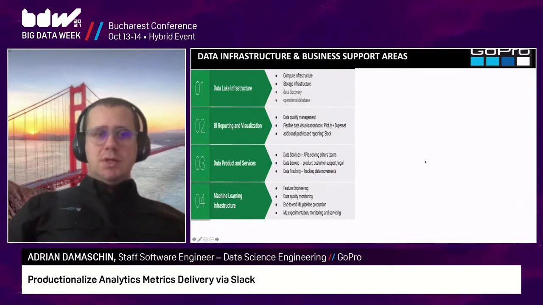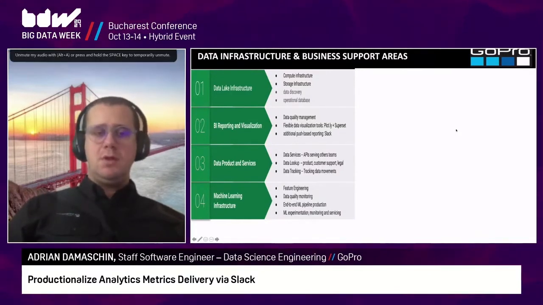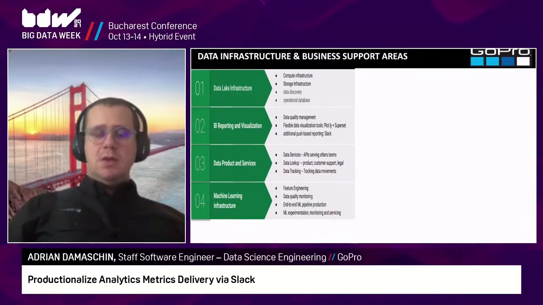Basically storage, data discovery, operational databases, and computing infrastructure. The second is the BI and reporting for visualization, data quality management, how we display metrics. Here we're going to dive in a little bit further. Data products and services, the APIs that we maintain.